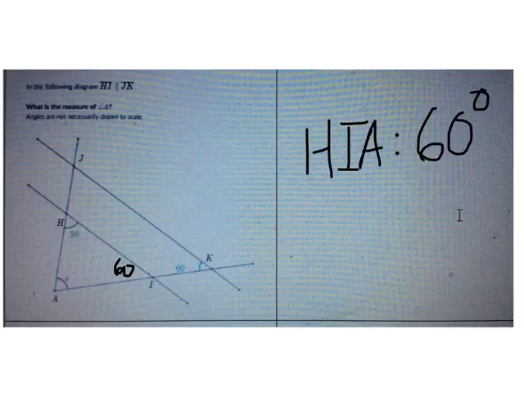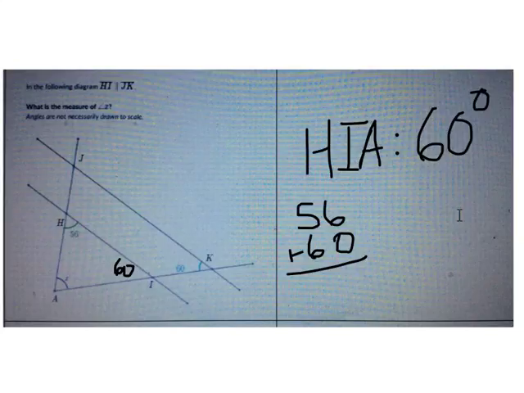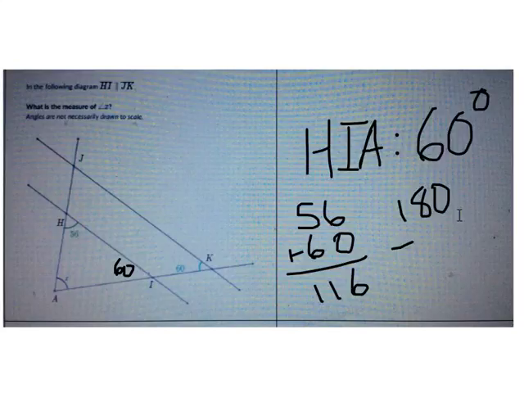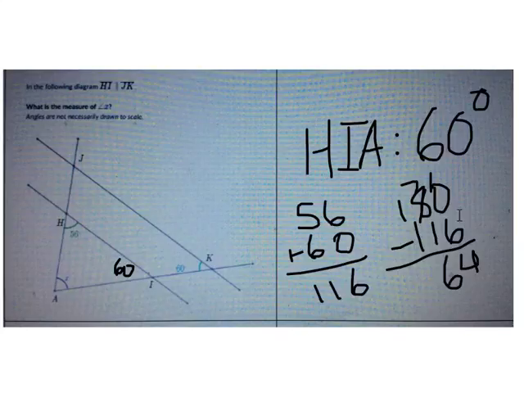Now I have a triangle, HIA, and I can find the missing interior angle of that triangle because I can add those angles up to 180. So 56 plus 60. What's that? Well, it's 116. Now I can subtract from 180 to find the missing angle. What's 180 minus 116? It's 64. X is 64 degrees.